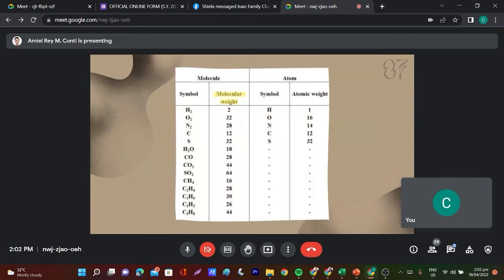This is the table of samples of commonly used elements. Hydrogen, oxygen, nitrogen, carbon, and their molecular weight and atomic weight.